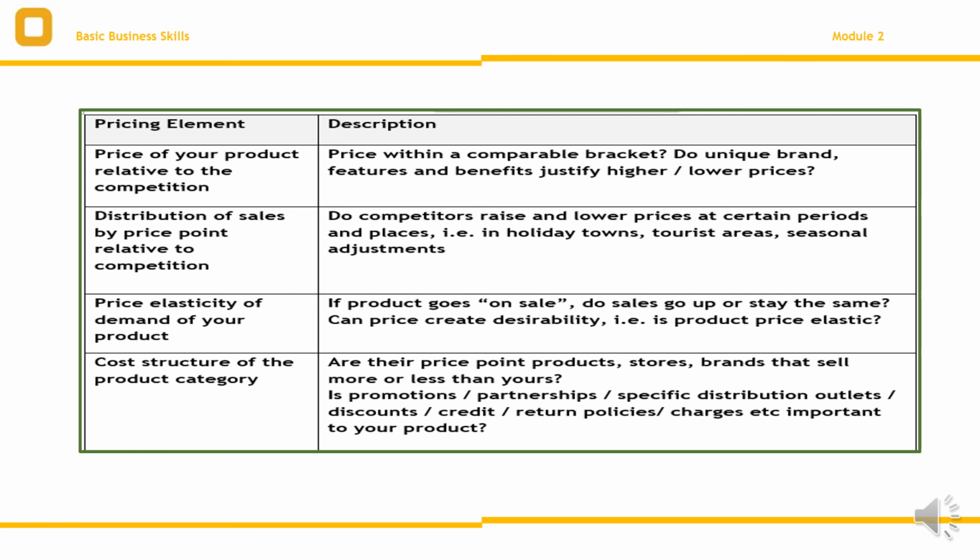So it's important to understand demand as well as elasticity of demand for your product or the service that you're offering. You also need to understand the cost structure of the product category. You need to understand your competitors' prices, their price points. You need to understand their stores, the brands that they sell, are they more or less than yours? You also need to look at their promotions, their partnerships, their distribution outlets, whether they sell on credit, what their return policies are, how they are charging their product in relation to yours. So it's important to analyze how your competition is pricing their product or service, so that when you are setting your price, you are also able to adjust your price so that it's set appropriately.